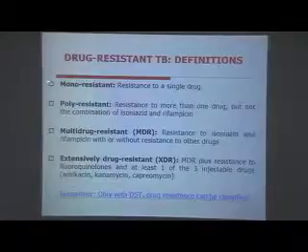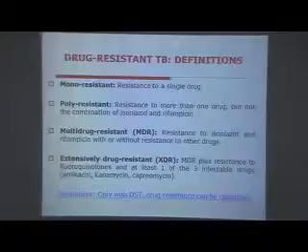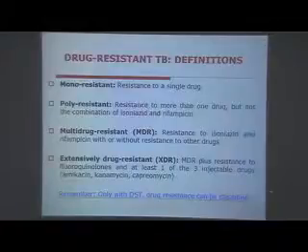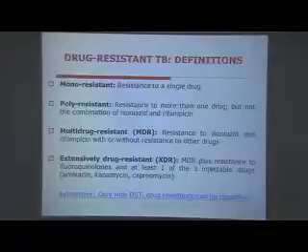Okay. So, please be thorough with all the definitions. Once you suspect, drug sensitivity testing should be done. Drug resistance can be classified only according to this. Whether it is monoresistant, polyresistant, MDR or XDR, you can do that only with a DST testing in hand. Simply clinically you cannot make a diagnosis.